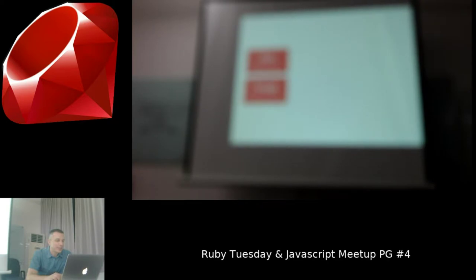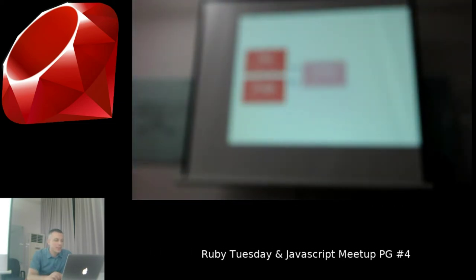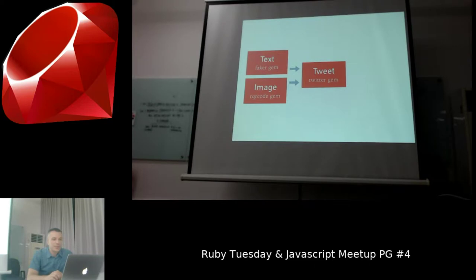The second one is called the RQRCode gem, and it allows you to encode any text or URLs or anything into a QR code. Since we need an image for our tweet, I thought that we can use this little gem to create an image. Then we're going to take the result of these two gems, the text and the image, and use the Twitter gem to create a tweet, and then finally push it into Twitter.